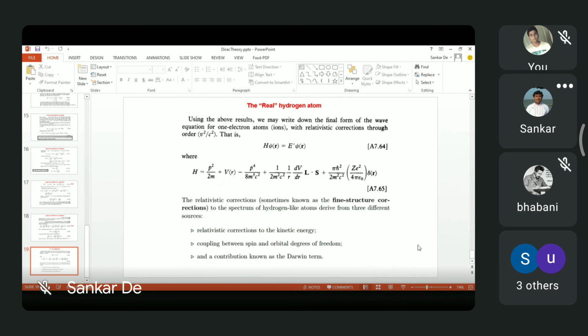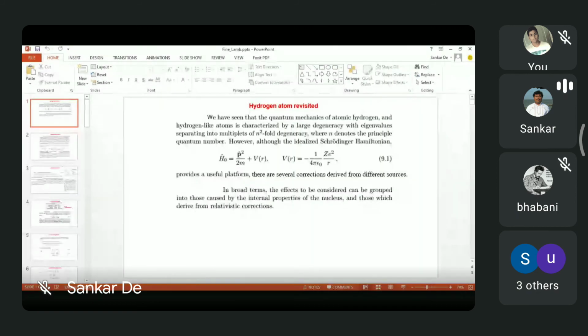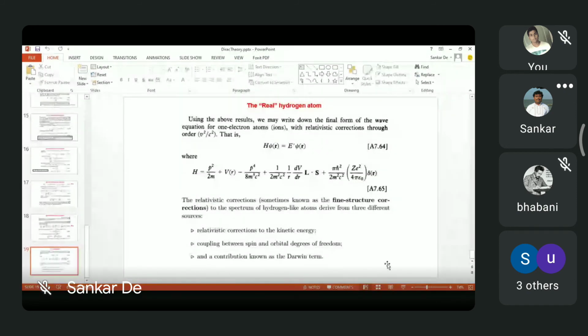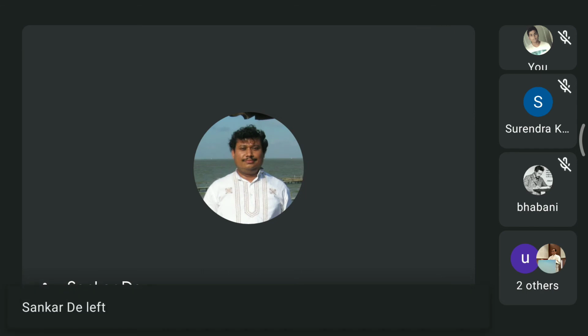Okay, now we will go into more detail on the fine structure correction and see what the order of these corrections is and how significant they are. So I'll go to a different presentation.